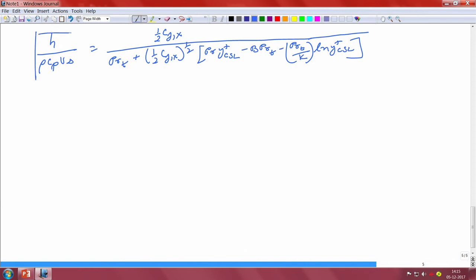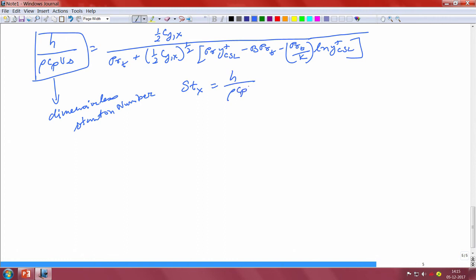Now, this particular number that you see over here is dimensionless, and it has got a name, it is called the Stanton number. It is one of the dimensionless ways of reporting the heat transfer coefficient in turbulent flows. So, Stanton number, if you write it in terms of x, is h by rho Cp into u infinity. It is basically the Nusselt number divided by the Peclet number, or in other words, the Nusselt number divided by Reynolds number into Prandtl number. That is what Stanton number is.